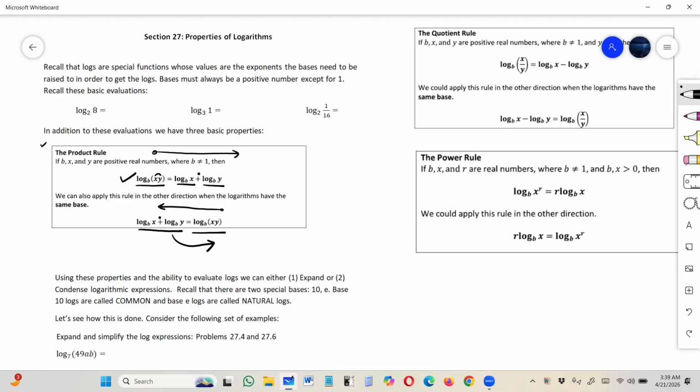But the second option here at the bottom is only applicable if the bases are the same. So you have to keep an eye out for that. The bases have to be the same.